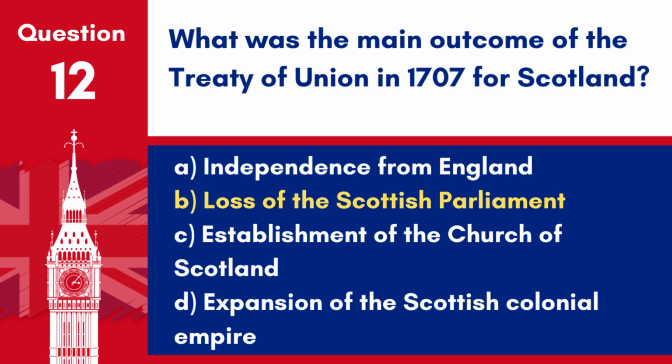Answer B. Loss of the Scottish Parliament. The main outcome of the Treaty of Union in 1707 for Scotland was the loss of its separate Parliament as it joined with England to form the Parliament of Great Britain.